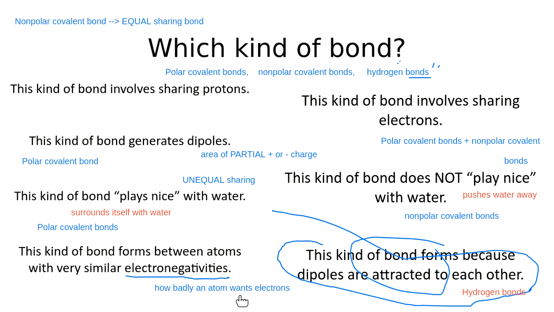When we talked about equal sharing, I keep asking the same question, right? When we talk about equal sharing, which kind of bond are we talking about here? Yeah, it's that nonpolar covalent bond. If we both want our electrons the same amount, we're going to share them equally. We're both pulling them toward ourselves equally. If one of them wants it more than the other one, we're going to end up not sharing equally, forming a polar covalent bond.